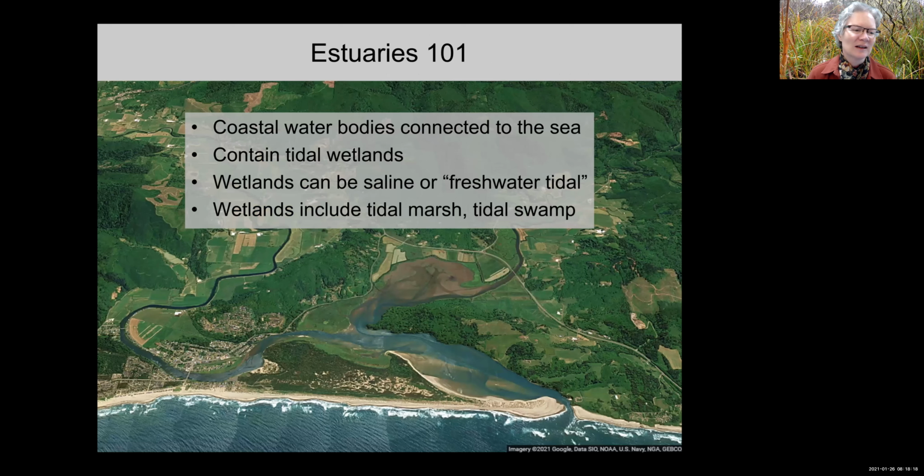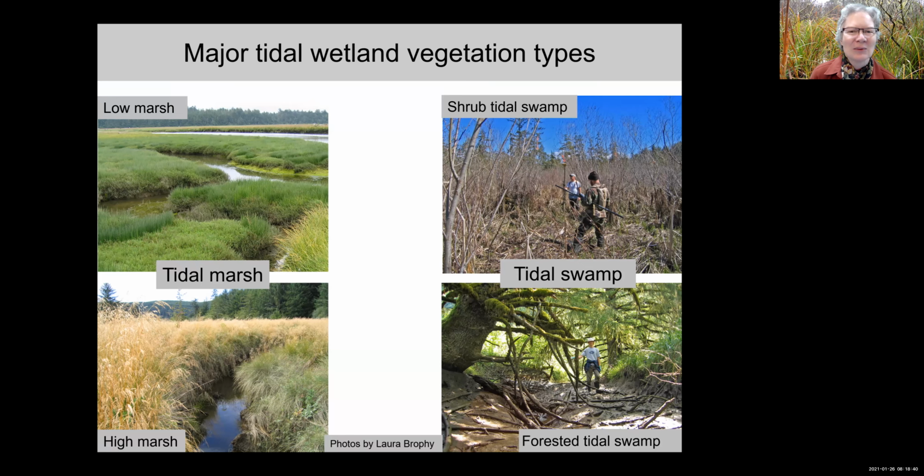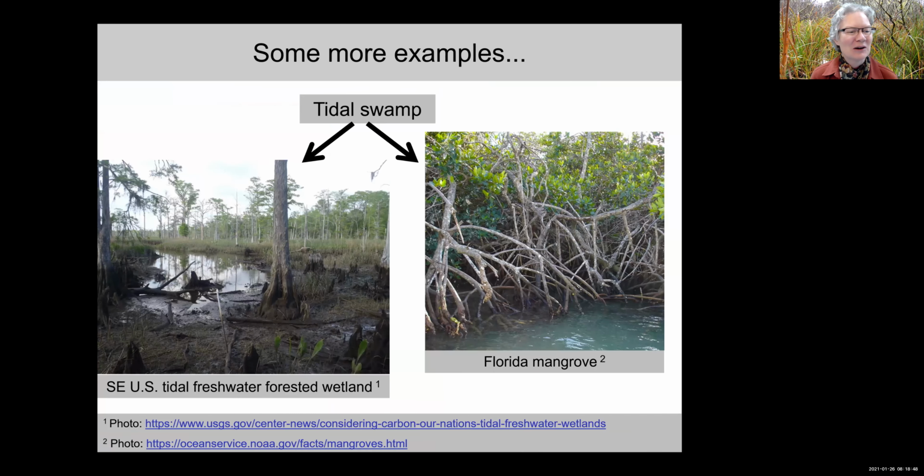Here are some photos of tidal marsh on the left, and marsh is dominated by low-growing non-woody species. And then on the right, tidal swamp, dominated by woody plants like shrubs and trees. And these photos are all from Oregon, but here are a couple of examples of forested tidal swamps from the southeastern US as well.